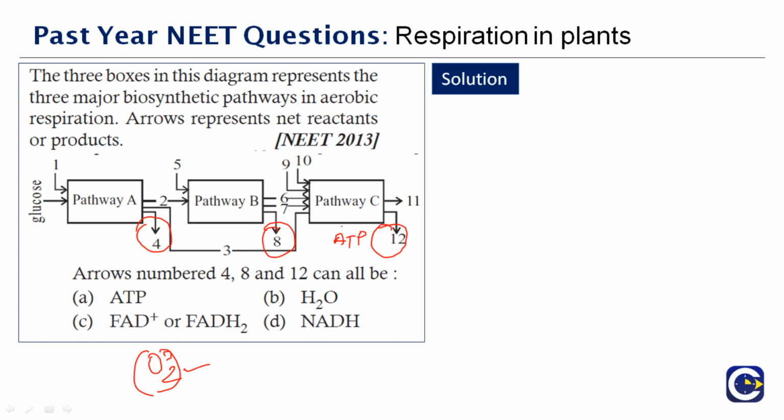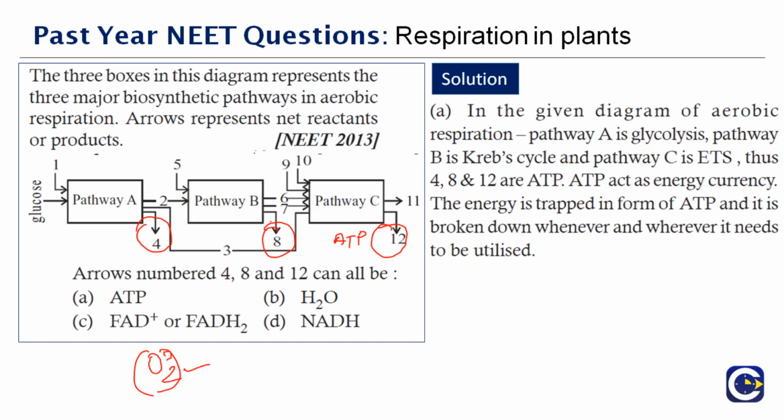So here the question clearly tells us, they have given us 3 boxes. The arrow represents the net reactants and the products. So you have 3 products here, 1 arrow here, the second and the third arrow here. All are liberating ATP, which is utilized for the process. Therefore, the correct answer to this question is option A, ATP.